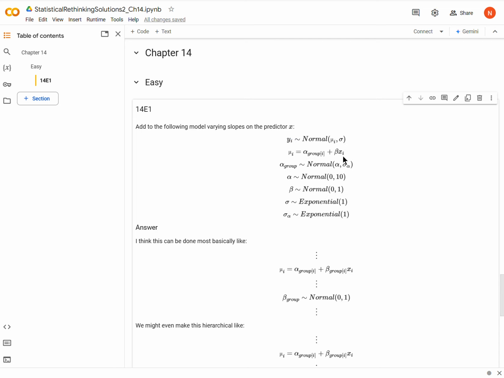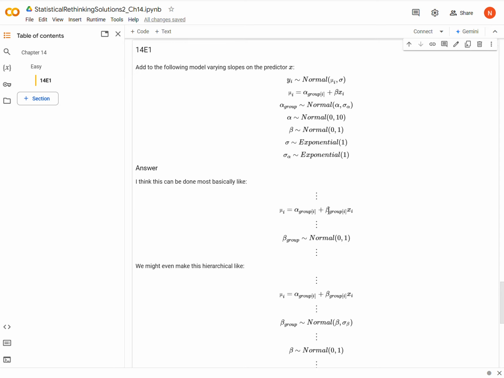So here we have X, and so we need to add varying slopes to this beta here. Now the most basic way that we could do this is to simply modify the model so that we're estimating a separate beta for each group. And then each beta would get its own distribution here.